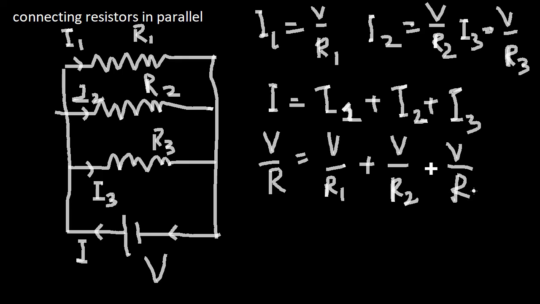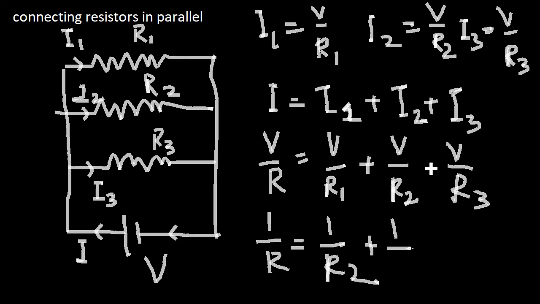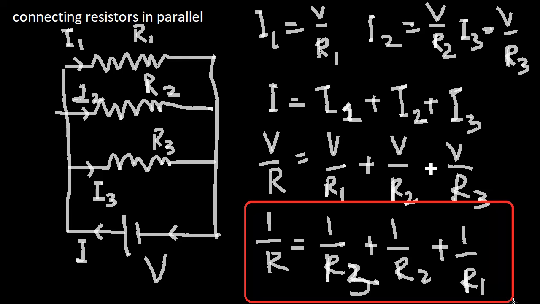Now we have V common on both sides, so we can simply cancel it out, and what we finally get is 1 by R equal to 1 by R1 plus 1 by R2 plus 1 by R3. Now that is for three resistors. If we have many resistors, we can just continue doing that. If we have n resistors, then we'll have 1 by R1 plus 1 by R2 plus 1 by R3 plus 1 by R4 plus dot dot dot up to 1 by Rn. So we can find out the combined resistance of n resistors connected in parallel using this relation.